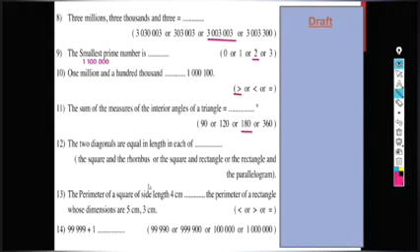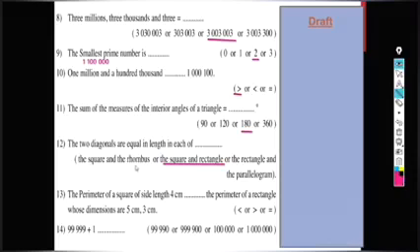Question number 12. The two diagonals are equal in length in each of the square and the rhombus, or the square and the rectangle, or the rectangle and the parallelogram. Of course, from the properties of the quadrilaterals, we know that the two diagonals are equal in the square and in the rectangle. So the right answer here is the square and the rectangle. If he were asking me that the two diagonals are perpendicular, we would answer and choose the square and the rhombus.